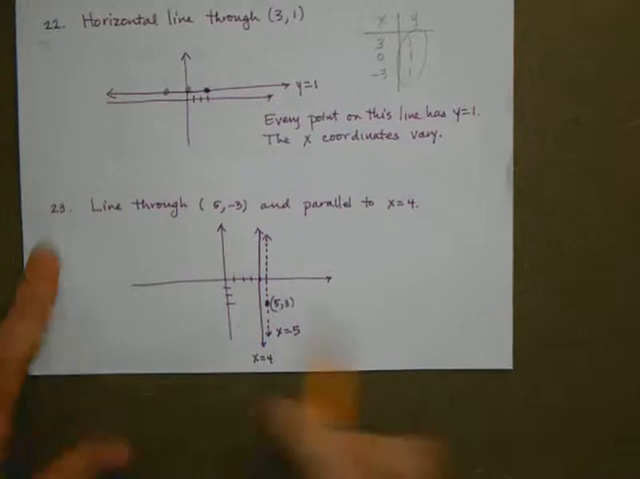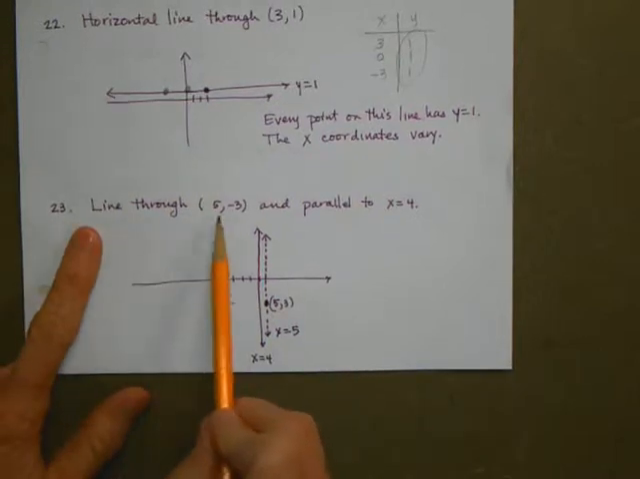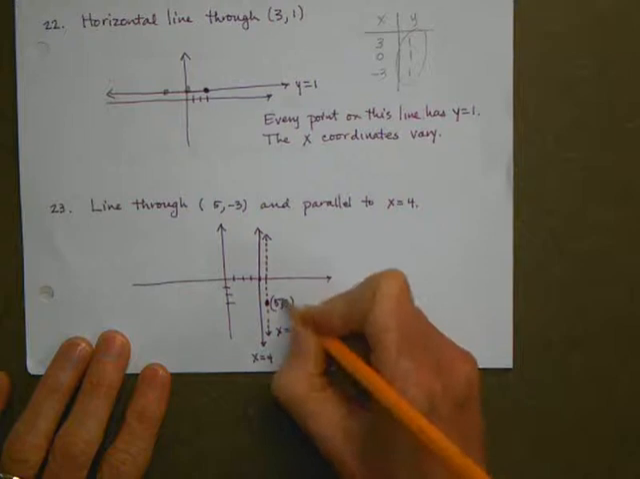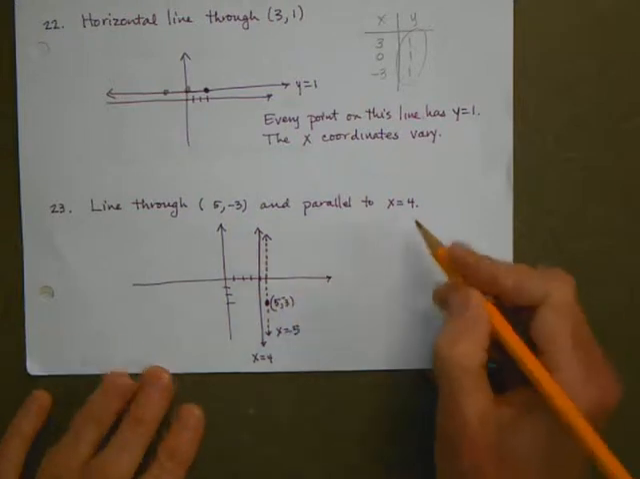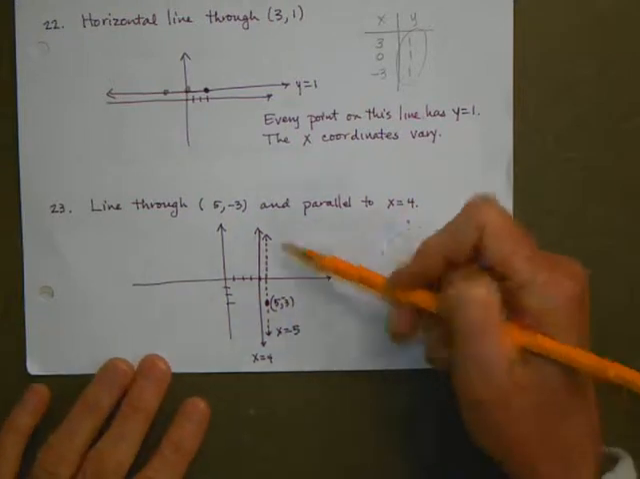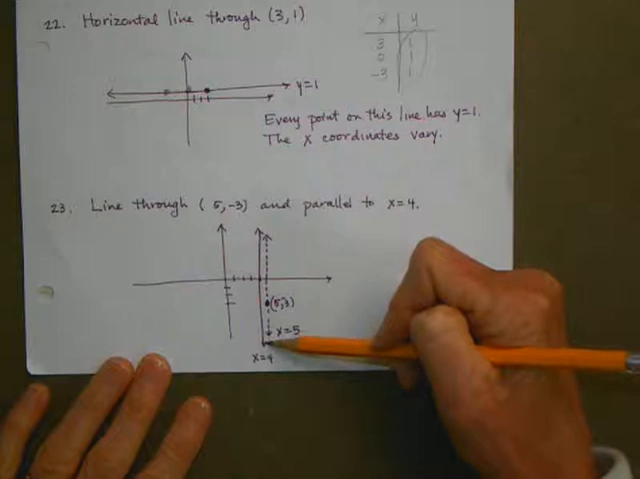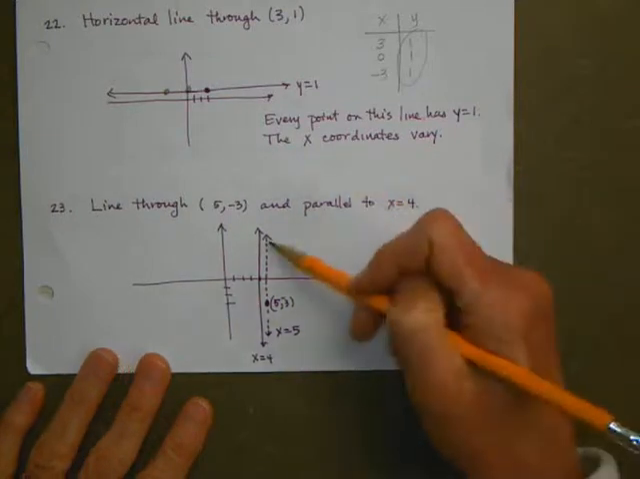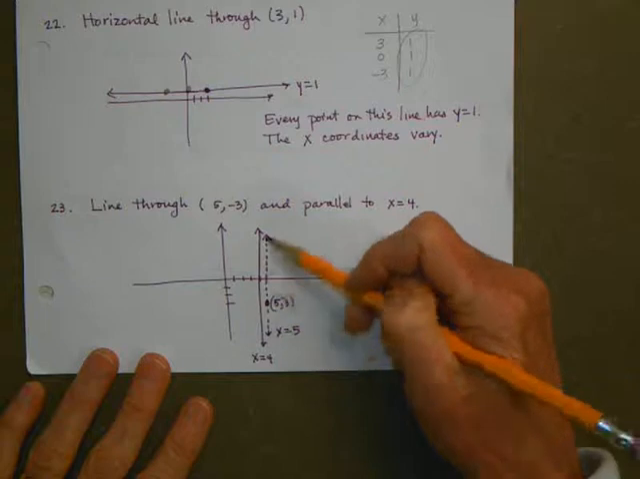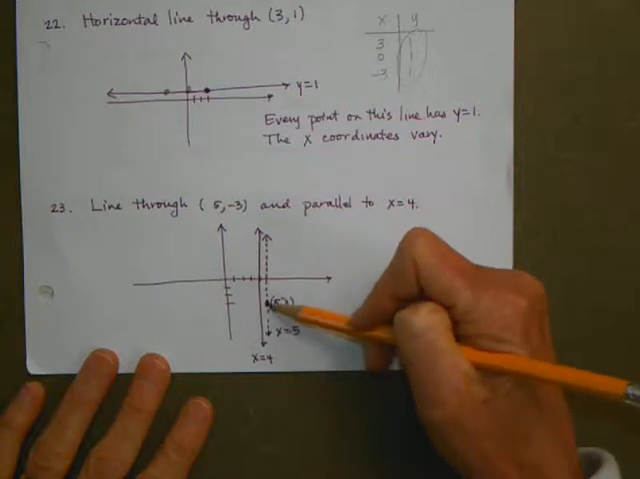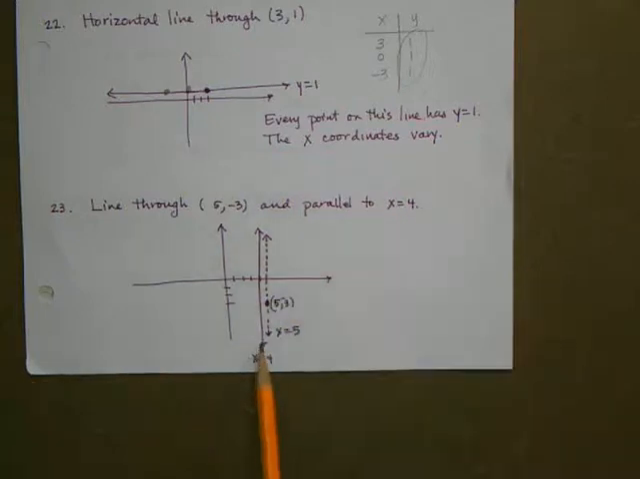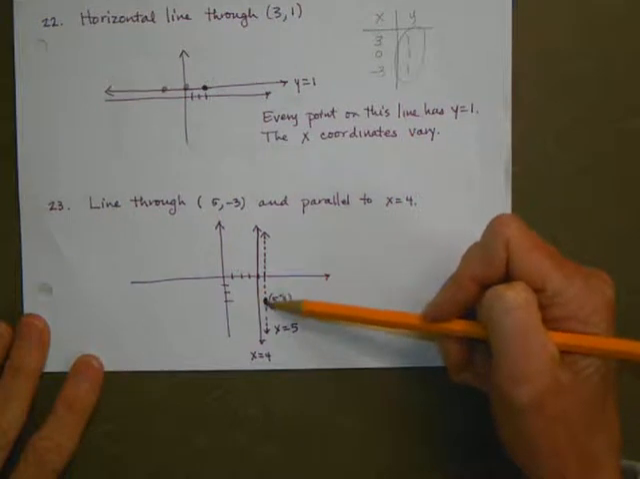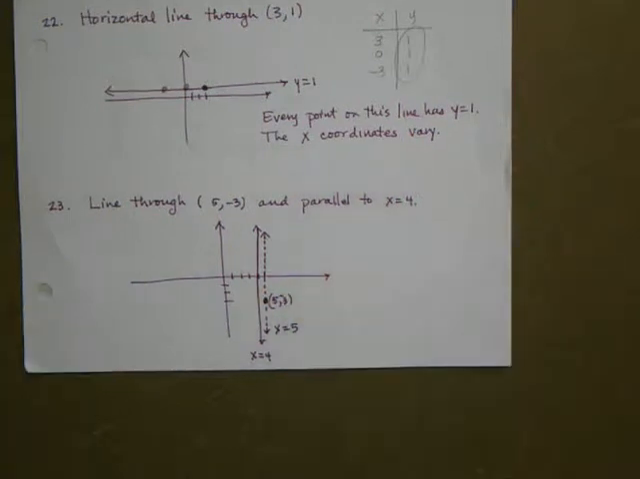We need to find for 23 the line through 5, negative 3. Here's the point 5, negative 3. And it needs to be parallel to x equal 4. X equal 4 is just a vertical line, as we saw in problem 21. And if we need to go through the point 5, negative 3, it's also going to be vertical, since it needs to be parallel to this line x equals 4. The x-coordinate of every point on this dashed line here is 5, so the line is x equals 5.